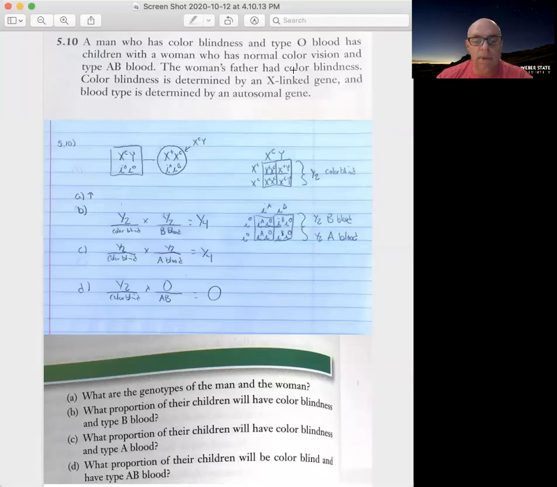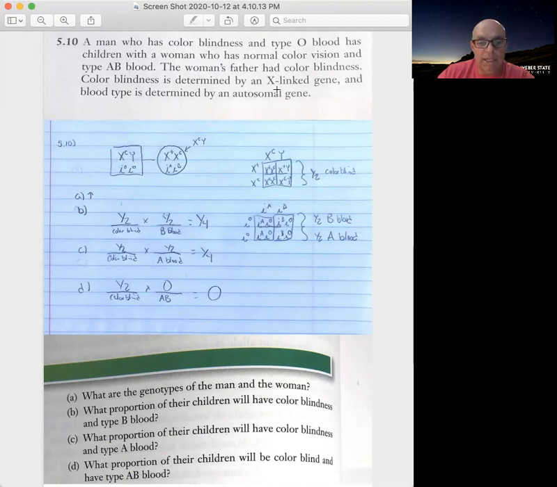And so basically all we have to do is organize the data here and then approach this from a probability perspective. Here I drew the square, which represents the male, and the circle that represents the female. Then I'm just going to gather the data and put it inside there. So let's start at the beginning of the problem. A man who has color blindness and type O blood.